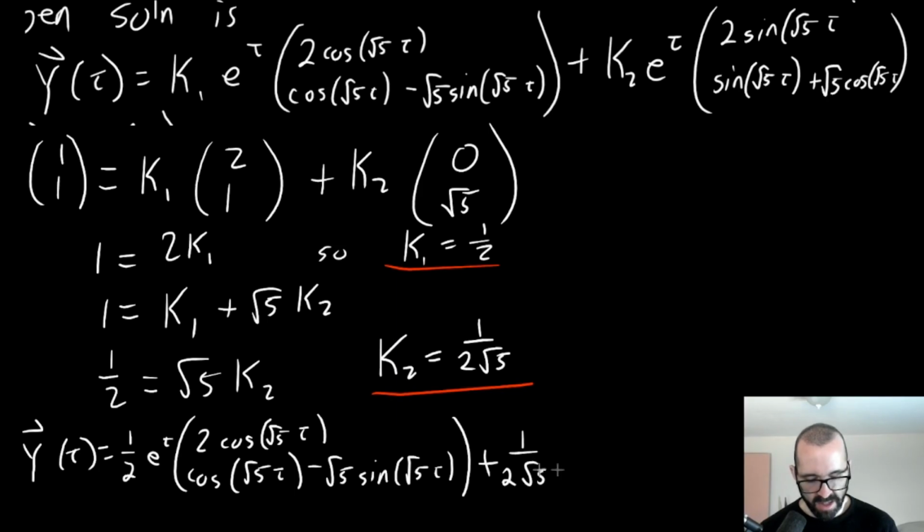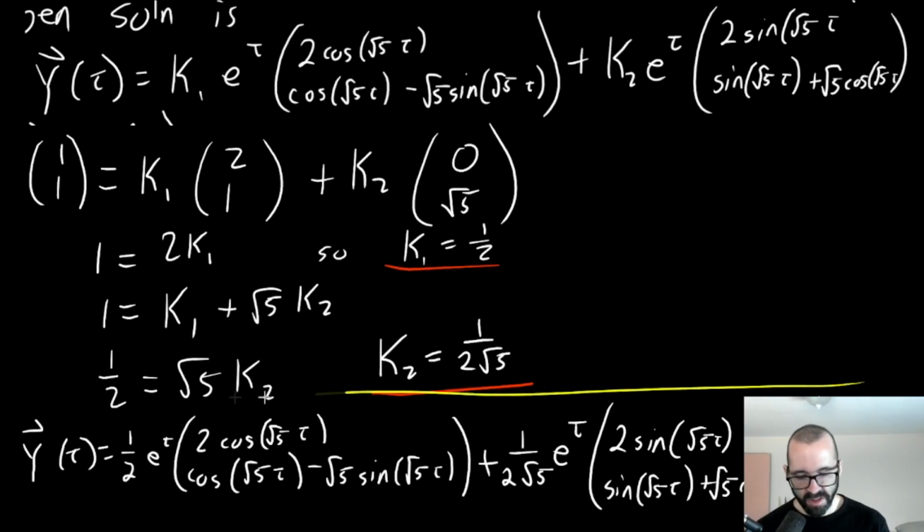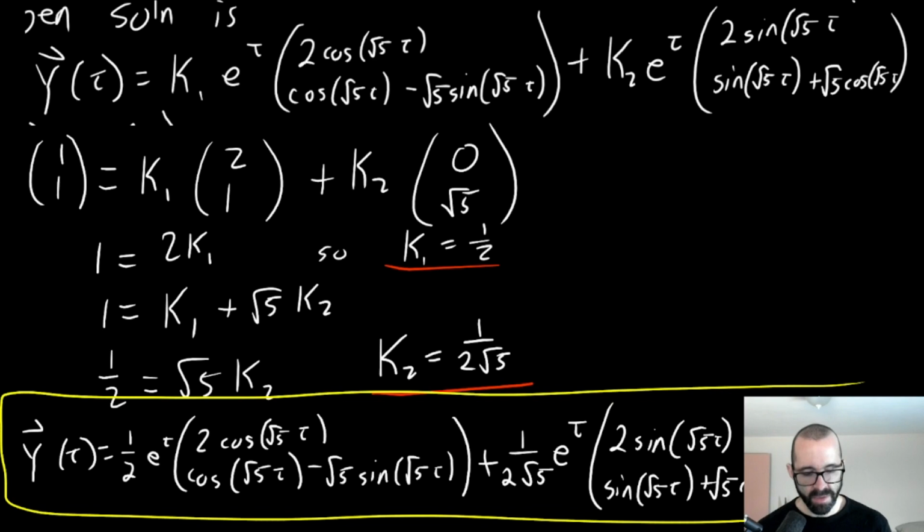And you could rationalize the denominator. I'm not going to, but you could if you wanted to. And then you just write down all of that: 2 sine of root 5t over sine of root 5t plus root 5 cosine of root 5t. And you can't see it anymore because my head's blocking the way. But we have a solution to our initial value problem.